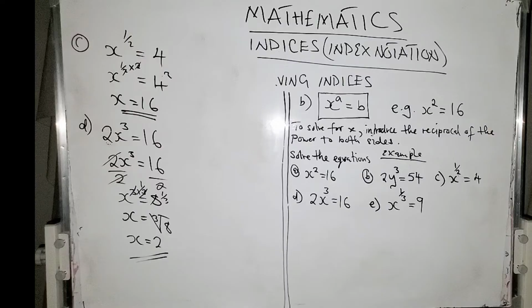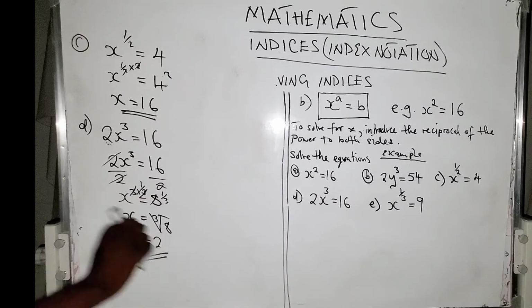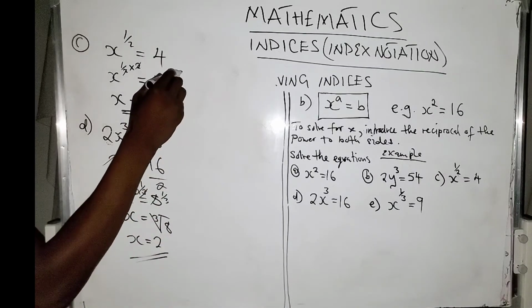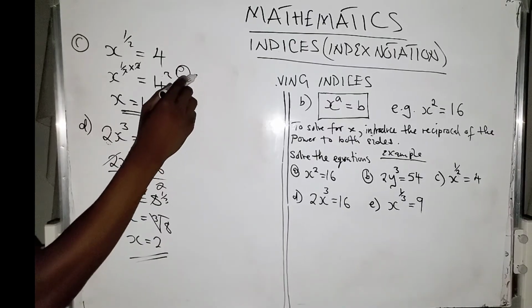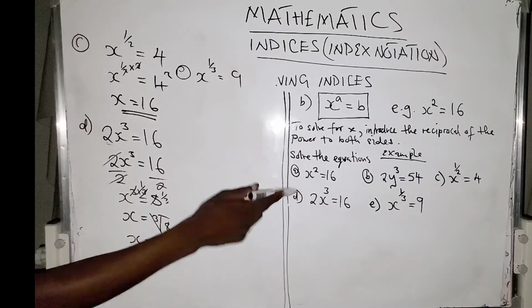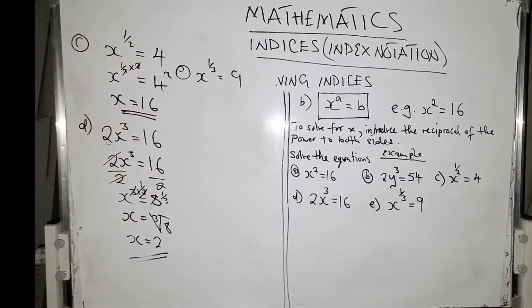Let's look at the last question for today. In fact, the last question of this topic, indices. Then next we'll go to the new topic. The last question is question E. x to the power 1 over 3 is equal to 9.